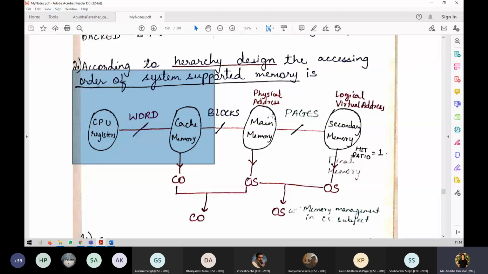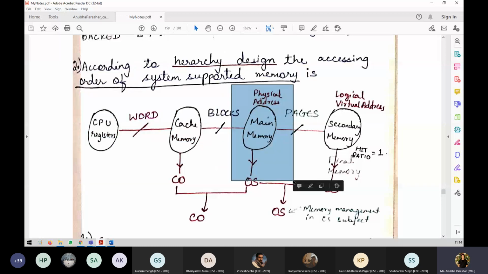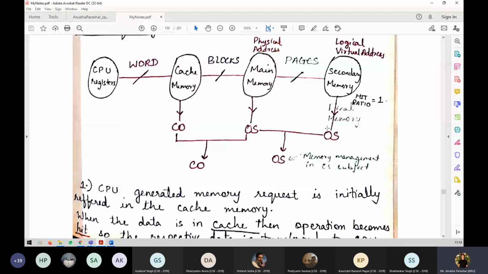So by default, we mean that the hit ratio of main memory will be 1, but sometimes it may not be. Then they will specify it in the question, right? So depending upon the question, it will be targeted.